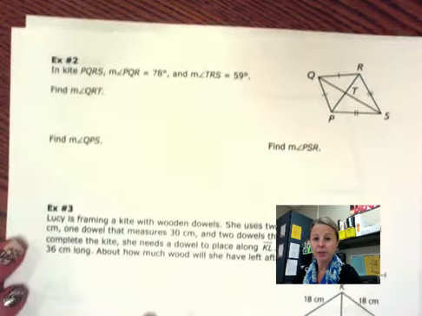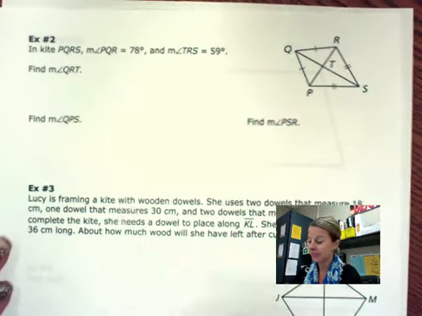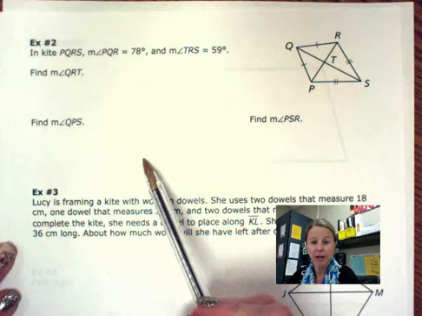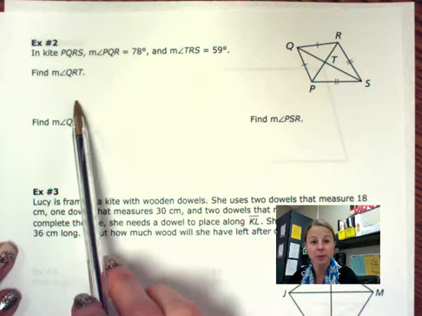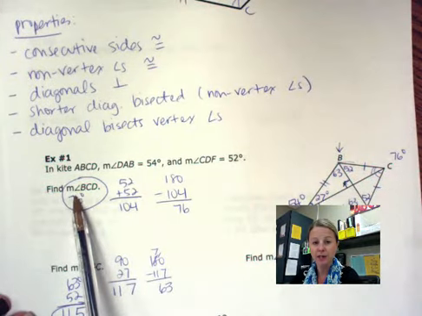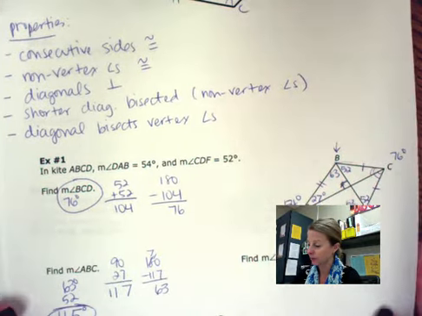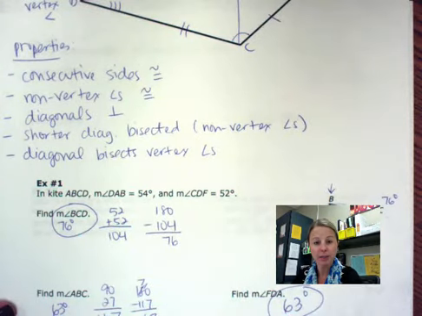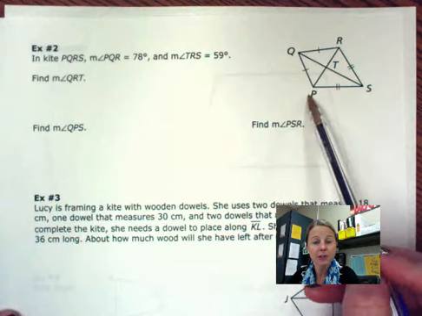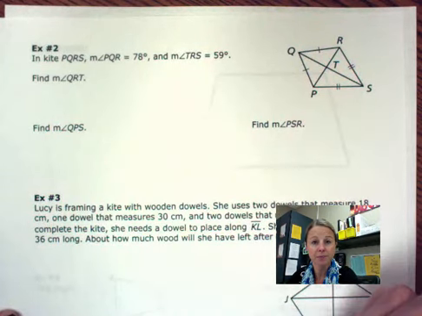What I'd like you to do, I know 7th hour we did this yesterday, but we did not get to this in any other hour. So I'd like you to pause the video and try number 2, because number 2 is identical to number 1. It's just you've got different values. Okay, so what I would recommend is marking some of these pieces. So I would pause the video right now to give yourself some time to get started.